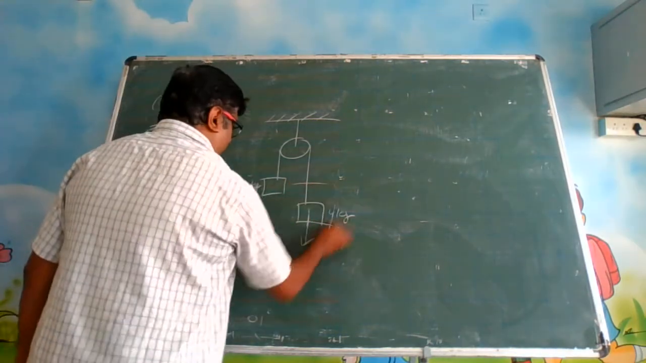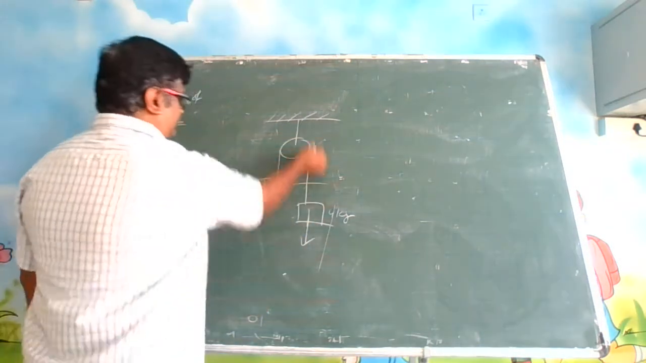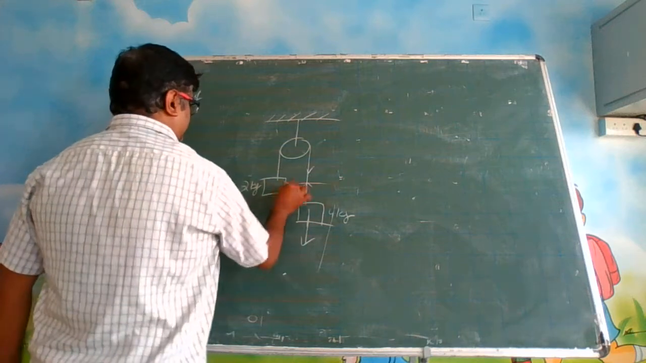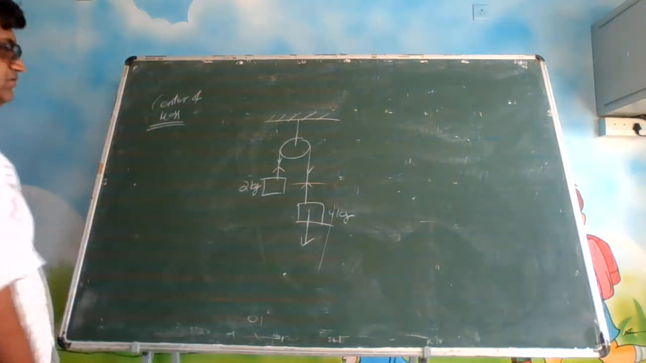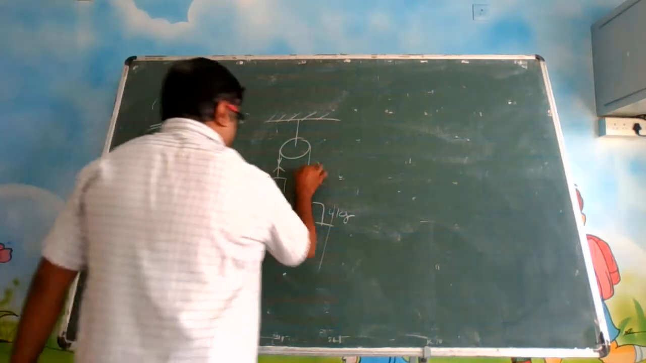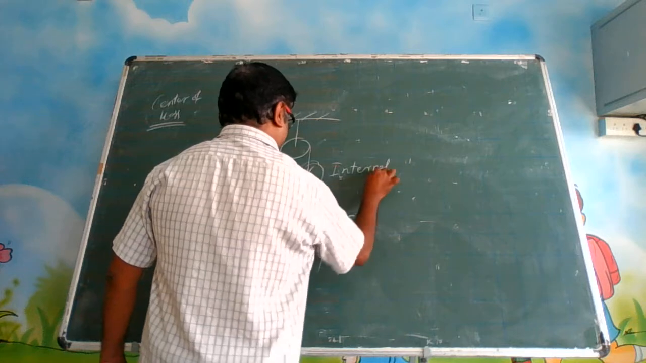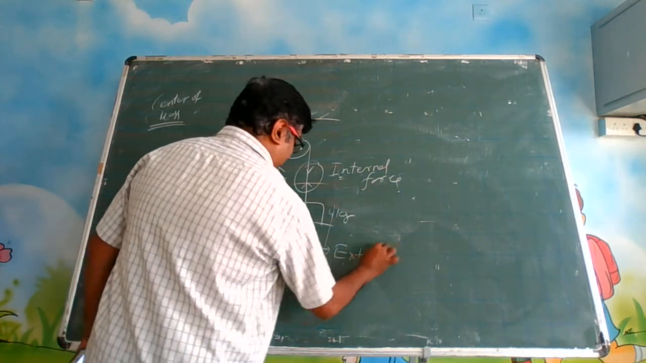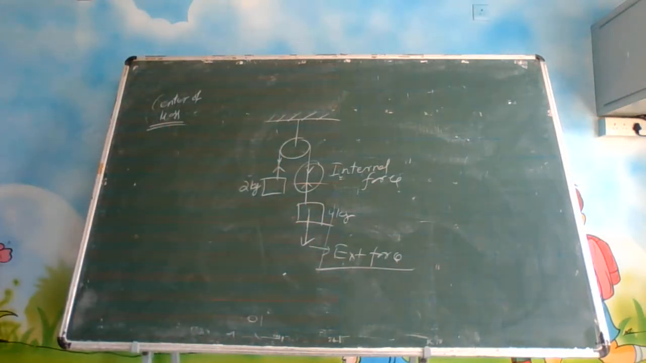If you took a free body diagram here, you have drawn a tension. If you see the whole system, this tension will be equal and opposite. Isn't it? So this is internal force. And this is external force.